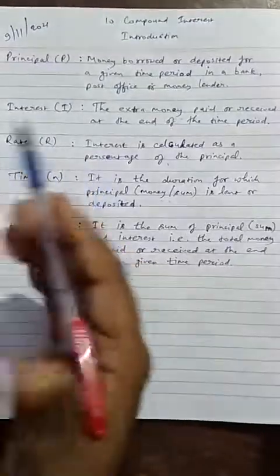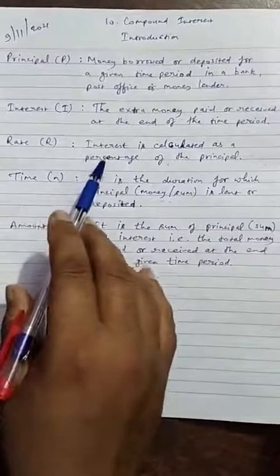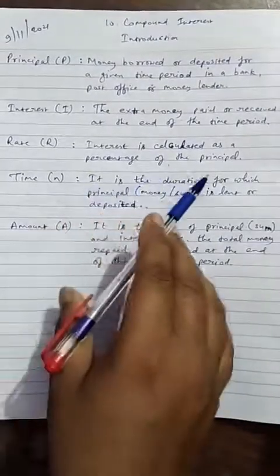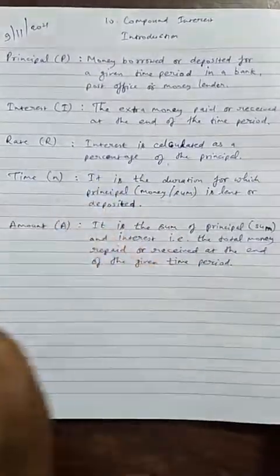Next is the rate. Rate is used to calculate interest. Interest is calculated as the percentage of the principal. So this is the use of rate.